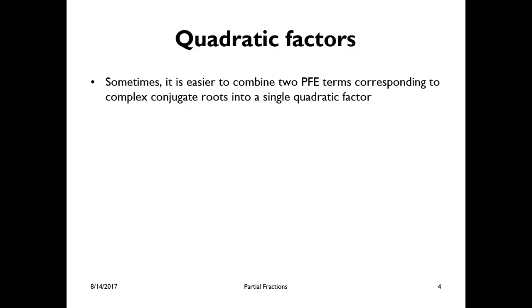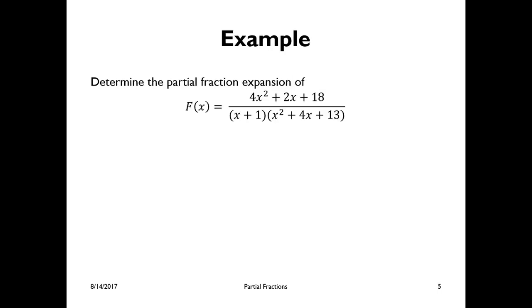Sometimes it is easier to combine two partial fraction expansion terms corresponding to complex conjugate roots into a single quadratic factor. Let's take a look at an example. We want to determine the partial fraction expansion for the given rational function. In fact, this is the same rational function as the one that we considered earlier, but in this case, instead of factoring x squared plus 4x plus 13 and using the complex conjugate roots, we're going to keep the quadratic term. So our partial fraction expansion will simply be a over x plus 1 plus, I'm going to keep this quadratic term here in the denominator.